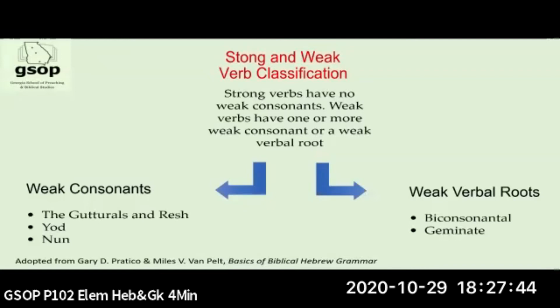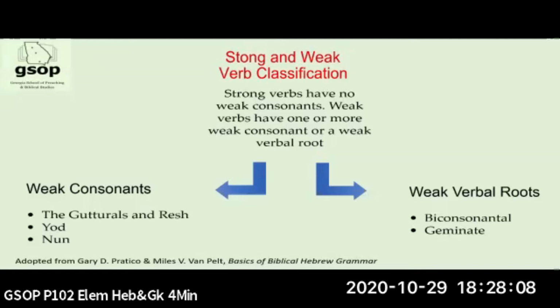And if it has one guttural in one position, and if it has two gutturals in two positions, it just makes another variation of it, all because of the different vowel patterns. So the gutturals and the resh are called weak consonants. The yod is called a weak consonant. That's to do with the evolution of the language over years and years.